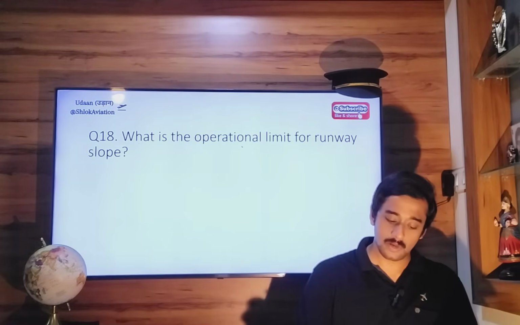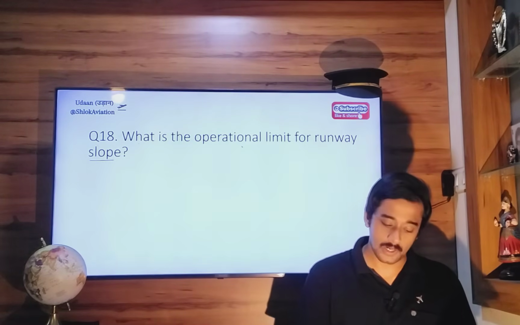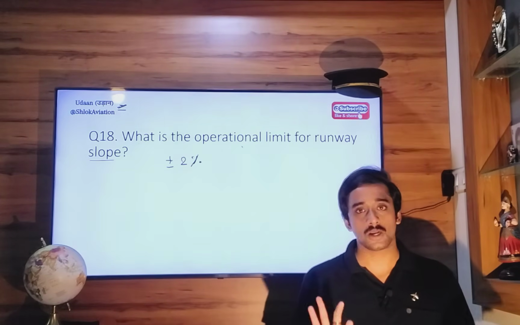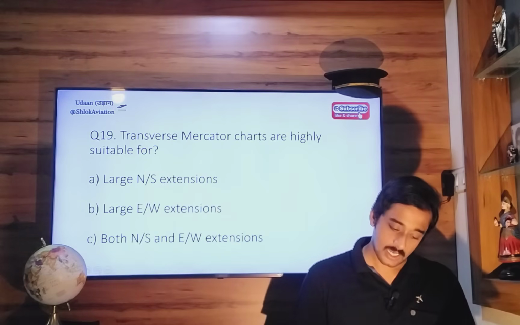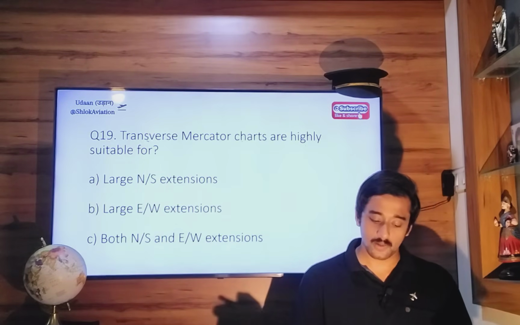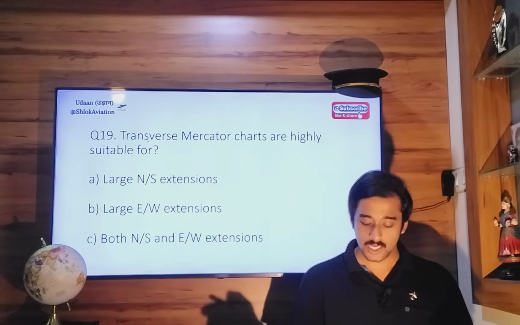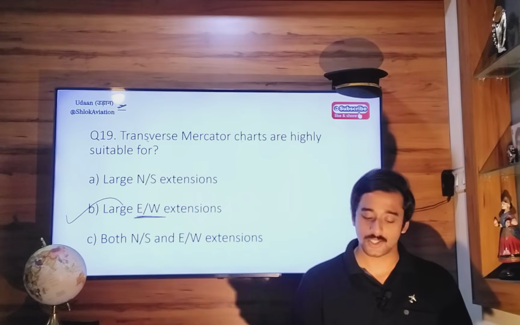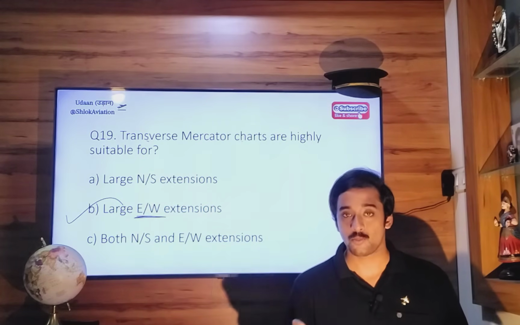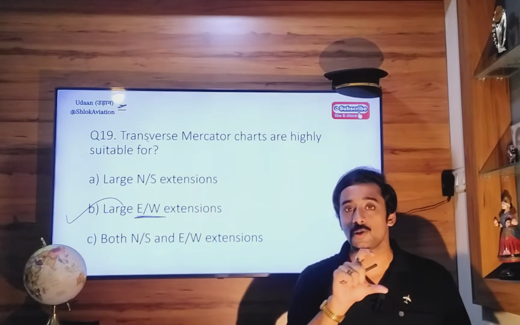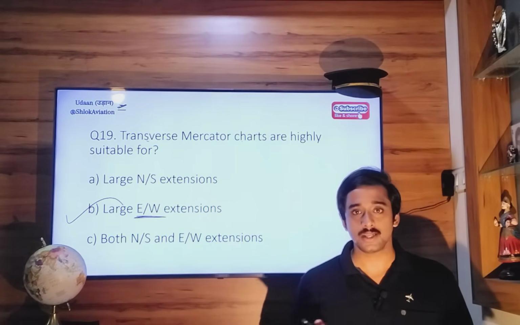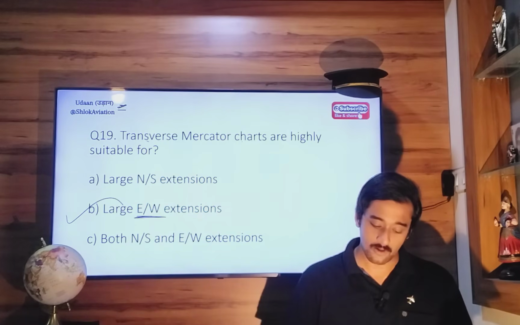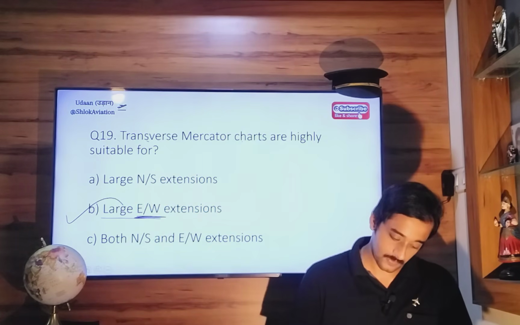What is the operational limit for runway slope? Your runway slope cannot exceed plus or minus 2%, upslope or downslope. Next. Transverse Mercator charts are highly suitable for north-south extensions, east-west extensions? So the correct answer is Bravo, east-west extensions. In a Transverse Mercator chart, the point of tangency is along a particular meridian. So all meridians are easterly or westerly, right? East-west meridians. So option Bravo, east-west extensions.